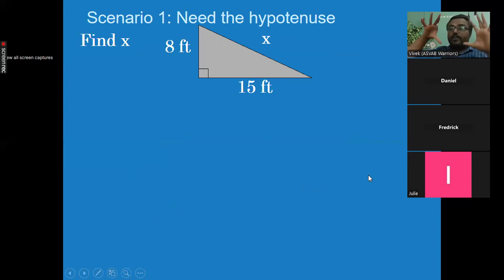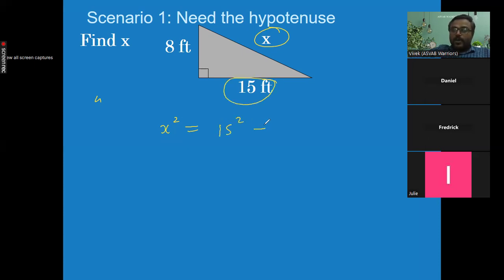So now, how do we find the hypotenuse? The longest side is known as the hypotenuse. So how do we find this hypotenuse, which is x? What will I do now? X squared will be equal to 15 squared plus 8 squared. So 15 squared means 15 times 15, plus 8 squared means 8 times 8.